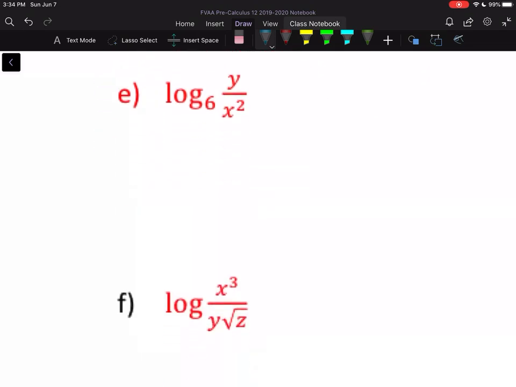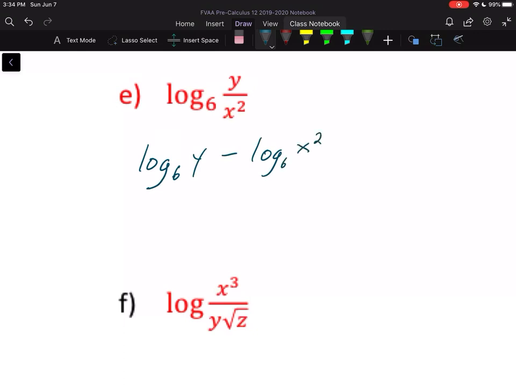Okay, next one here, I have log to the base 6 y minus log to the base 6 x squared. And of course, because of that exponent here, I'm going to put that as the coefficient. I get log base 6 y minus 2 log base 6 x.